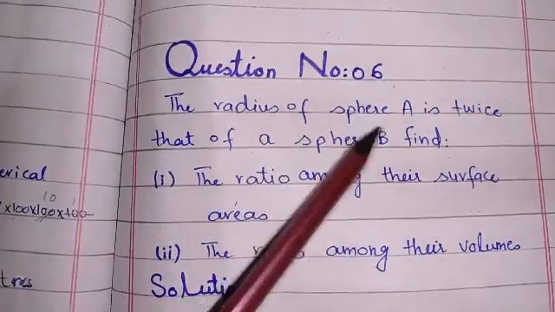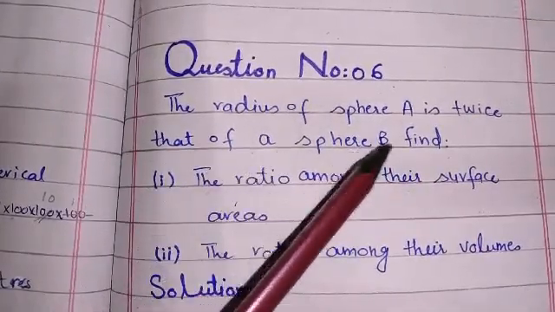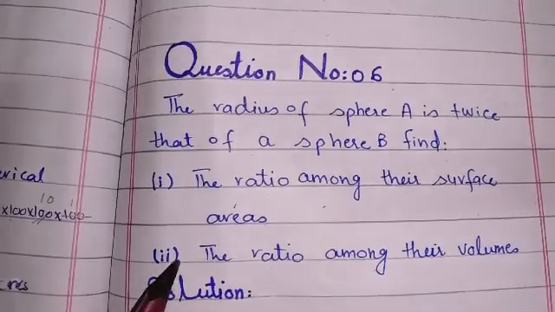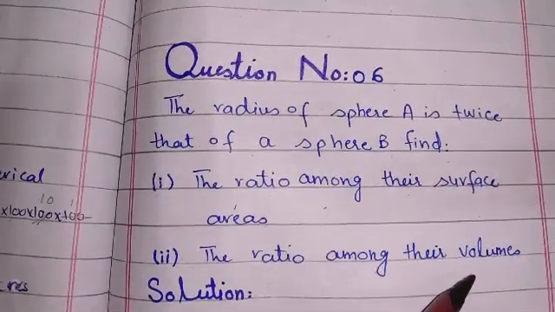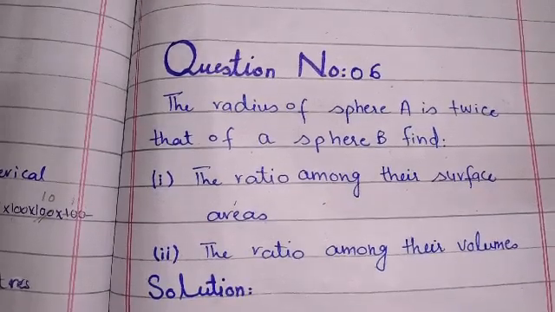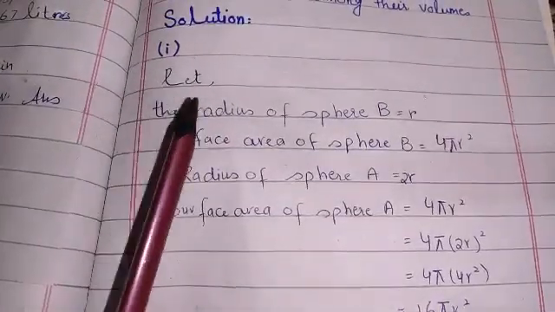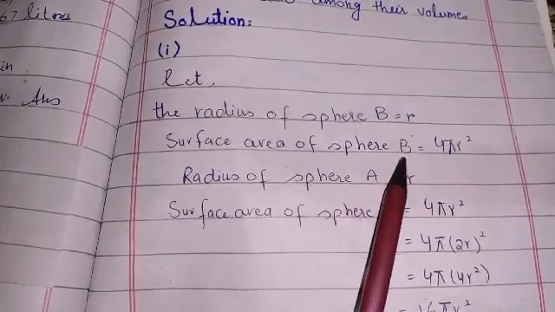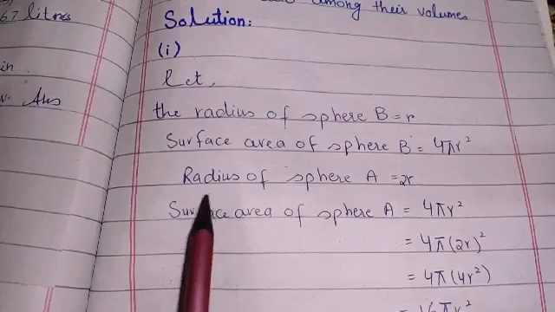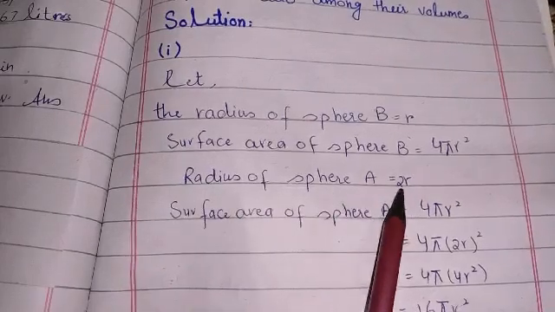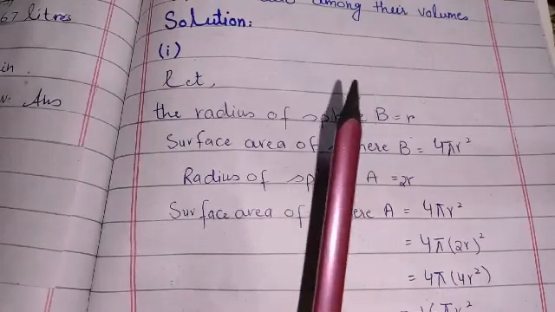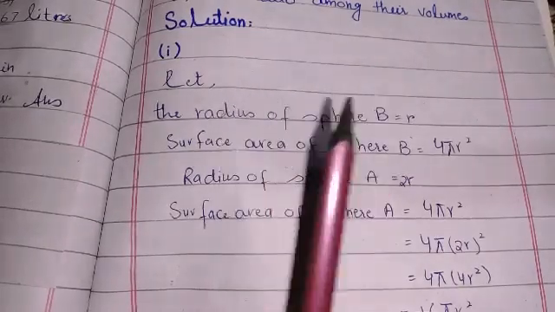Students, here is our question number 6. The radius of sphere A is twice that of sphere B. Find, first requirement, the ratio among their surface areas, and the second requirement, the ratio among their volumes. For requirement 1, let the radius of sphere B be r and the surface area of sphere B is equal to 4 pi r square. Whereas the radius of sphere A is equal to 2r. Why is it 2r? Because in the statement they told us that sphere A radius is twice of sphere B.